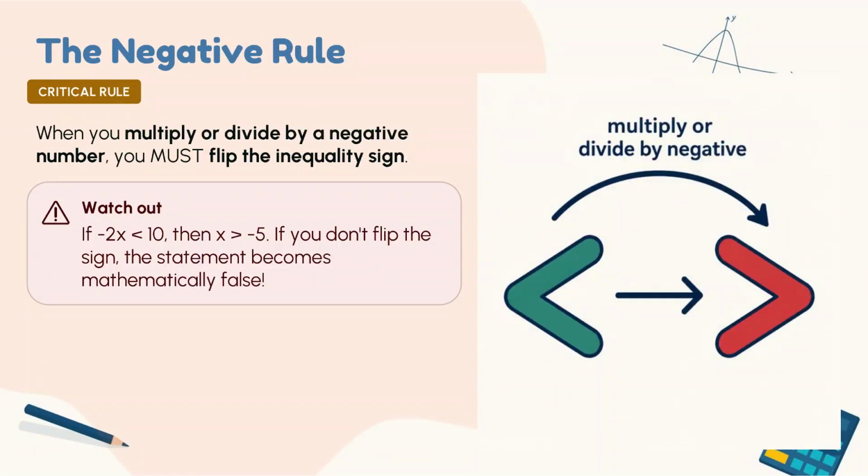Now, we come to the most important warning in this lesson. When you multiply or divide both sides of an inequality by a negative number, you must flip the inequality sign. For example, negative 2x is less than 10. To solve this, we divide both sides by negative 2. Because we divide by a negative number, the inequality sign flips, so x is greater than negative 5. If we forgot to flip the sign, the answer would be mathematically incorrect.